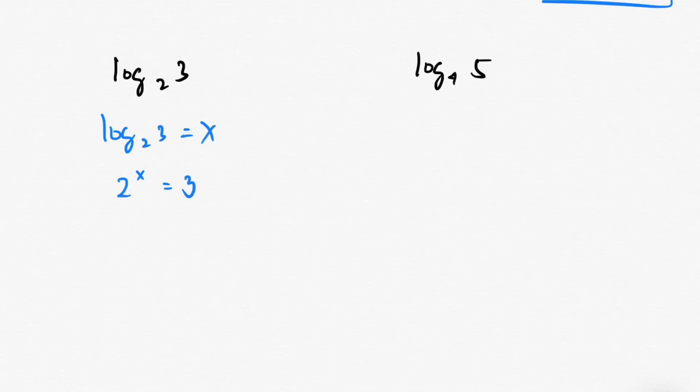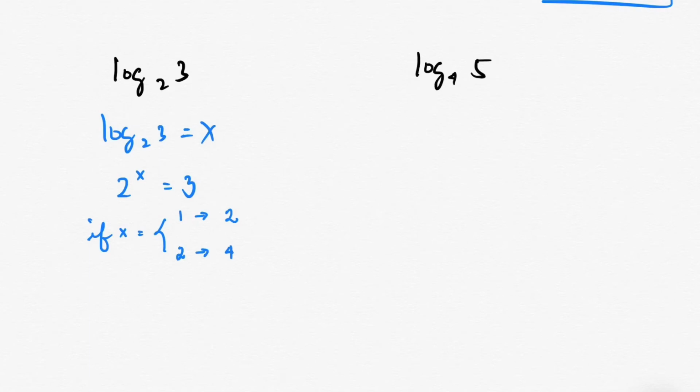Now, if the x here is, let's say 1, you will get 2 as the answer. But if the x there is 2, you will get 4. With that, you will know that the answer here is not a whole number.